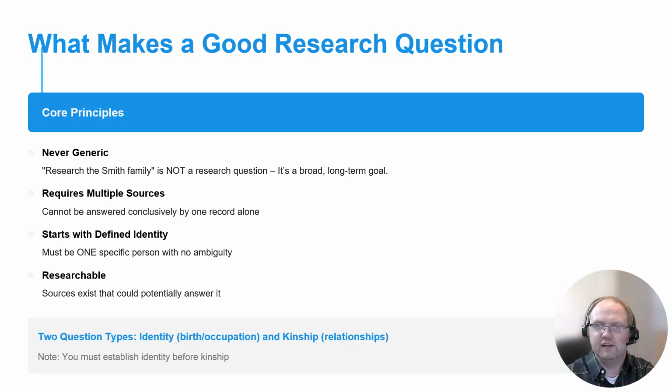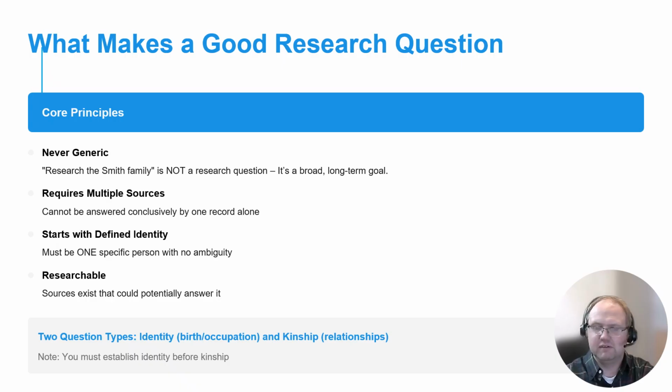Third, it starts with a defined identity. Your question must be about one specific person. It's not just John Smith, but a John Smith who married Mary Jones in a particular area and time and place, with enough identifying information that there's no question which John Smith you're looking for. Without a defined identity, you could easily research the wrong person entirely, and worse, not even realize it. How do you know you found the right John Smith?